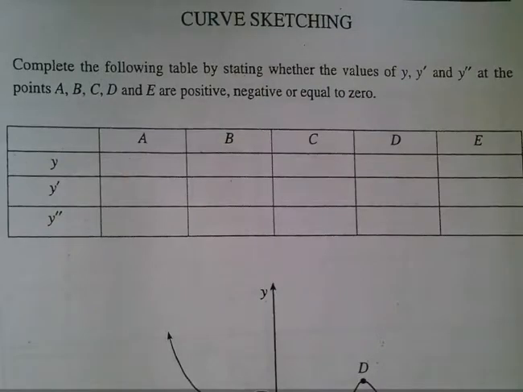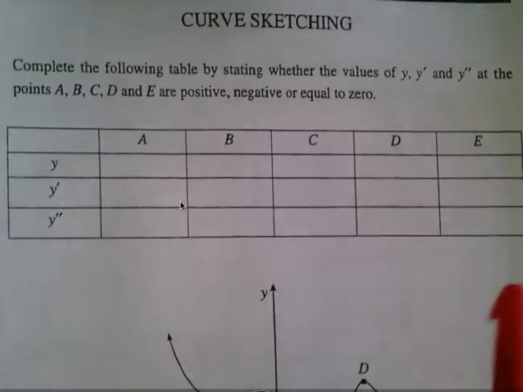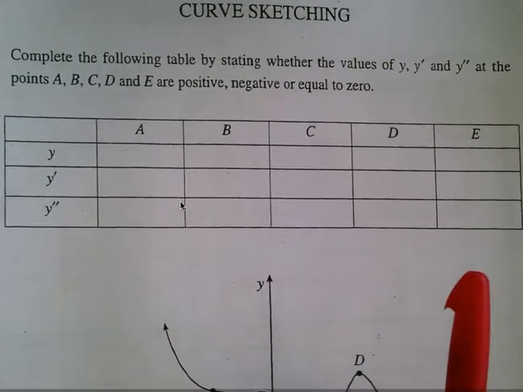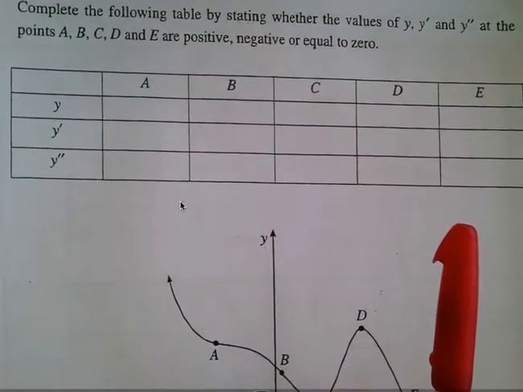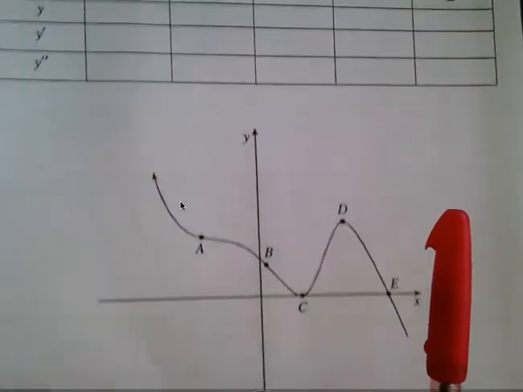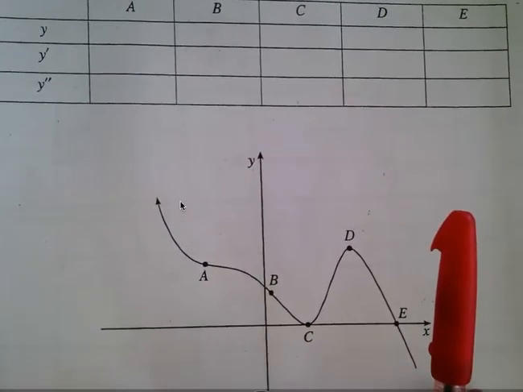We're looking at curve sketching, but just by purely looking at values of y, values of y dash, which is the first derivative. Remember, the first derivative is the gradient of the function, and looking at y double dash, or the second derivative, which gives you the shape, whether it's concave up or concave down. So what we're going to do, it says complete the following table, stating whether the values of y, y dash, and y double dash at the points A, B, C, D, and E are either positive, negative, or equal to 0.